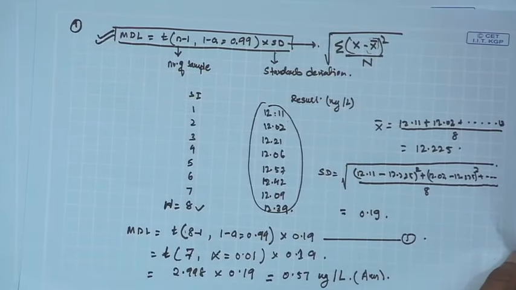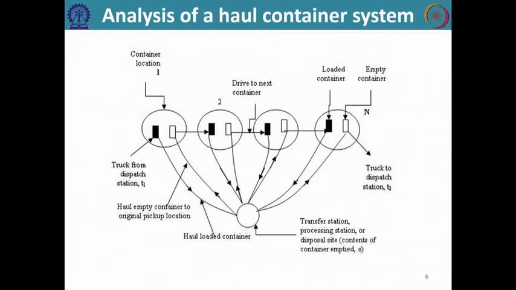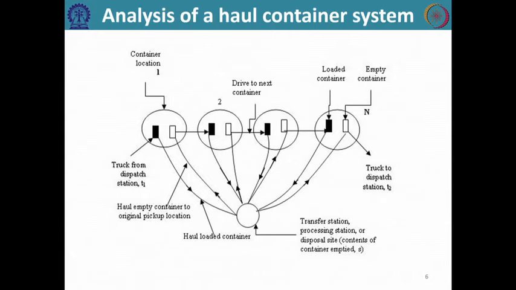And moving on to the next question, it is related with the Hall container system. We received a lot of queries related to the Hall container system. Before solving it, we know that the collection system consists of two types: stationary container system and Hall container system. In the stationary container system, the collecting container is not moved. In the Hall container system, the collecting container itself is moved from the collecting center to the transfer station.